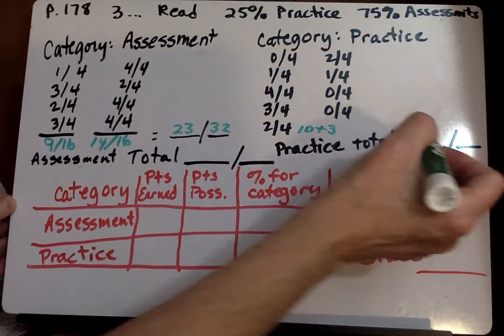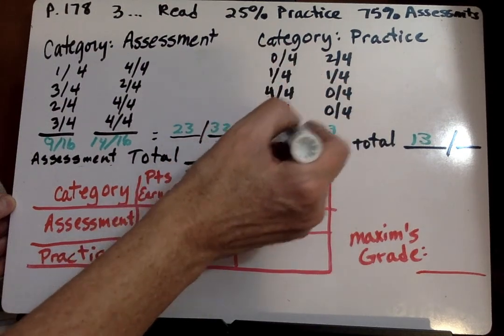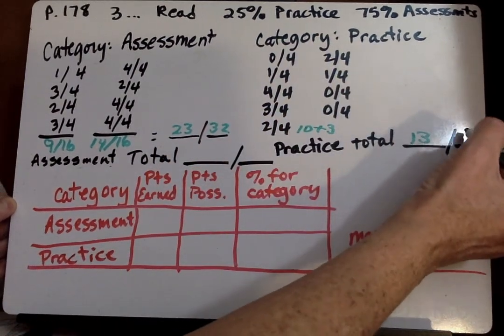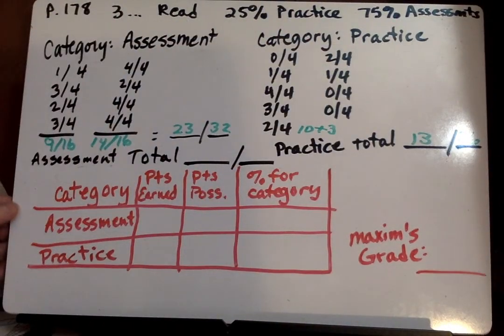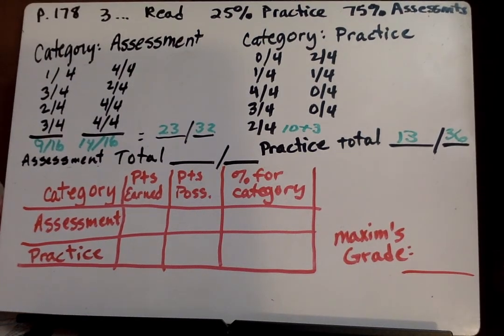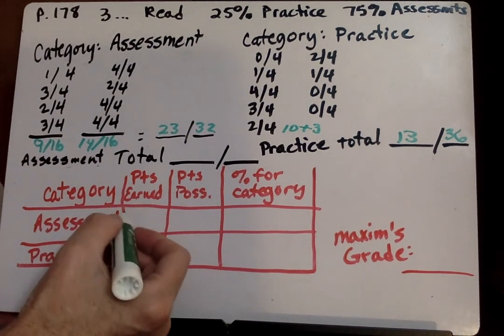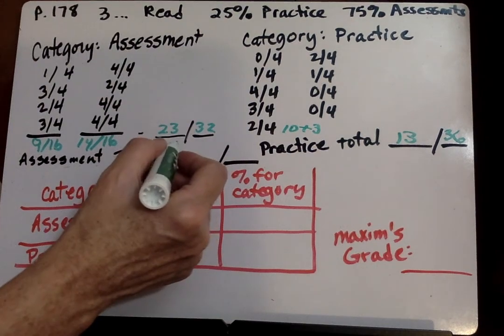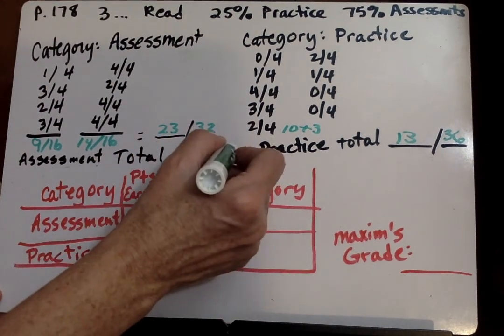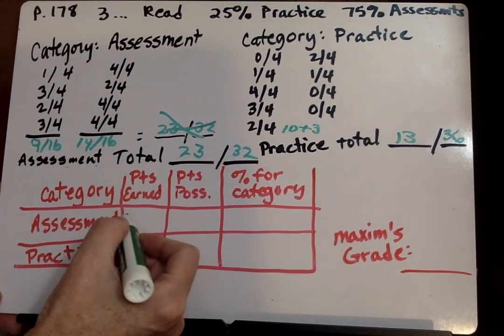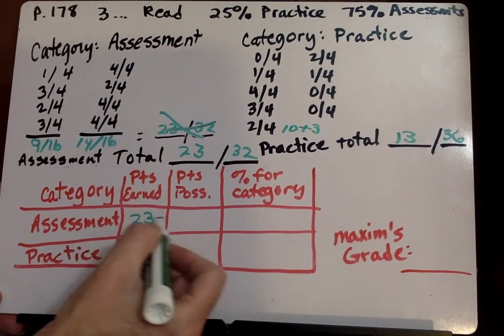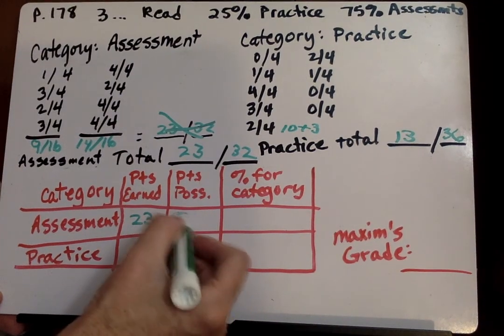13 out of how many total? 1, 2, 3, 4, 5, 6, 7, 8, 9. 9 times 4 is 36. Okay. So hopefully you can still see that okay. All right. So what we have to do next is fill this out where it says assessment, points earned, and again, I should have put 23 there and 32 there. Okay. So then assessment, points earned 23 out of points possible 32.